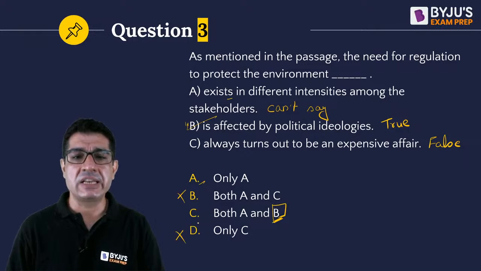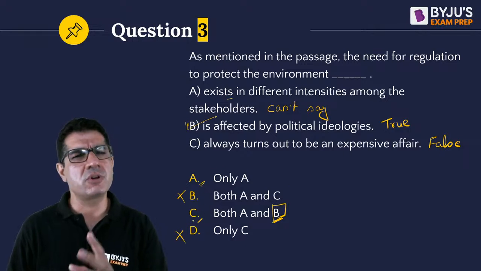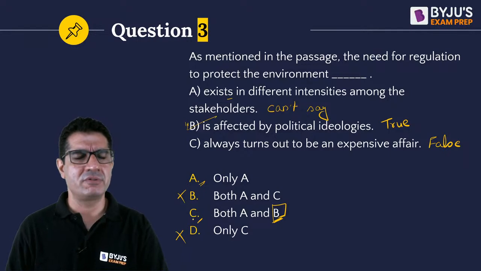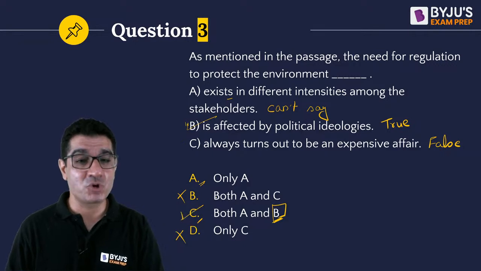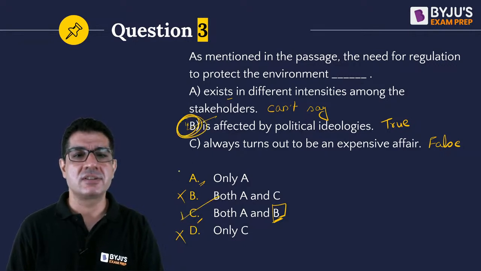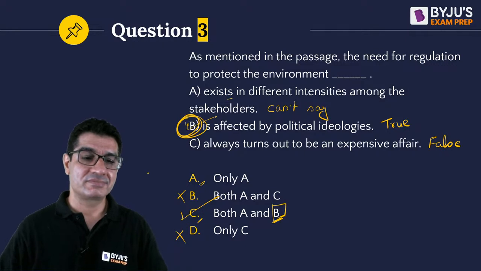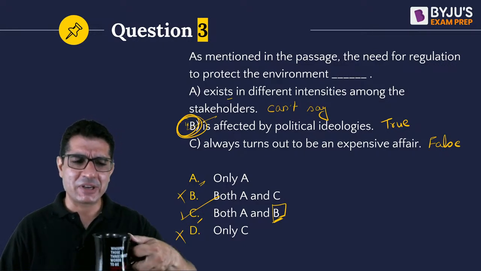And now between A and C, which one should be better? We know that A is not something that we can infer, but which one of these two should be better? I think option C should be better because B is true. We prefer to have that in the mix.